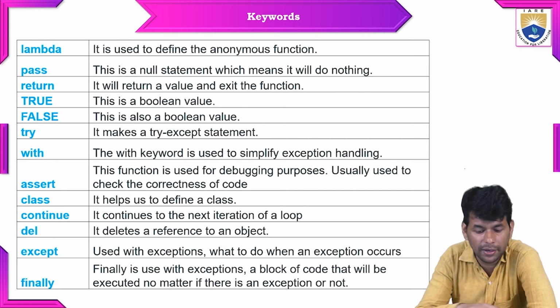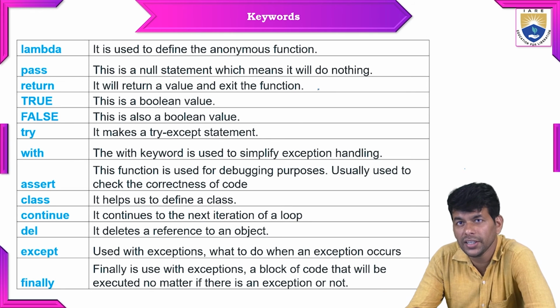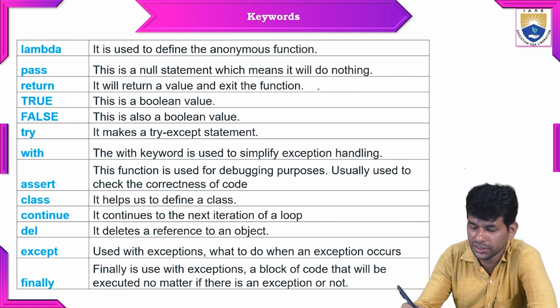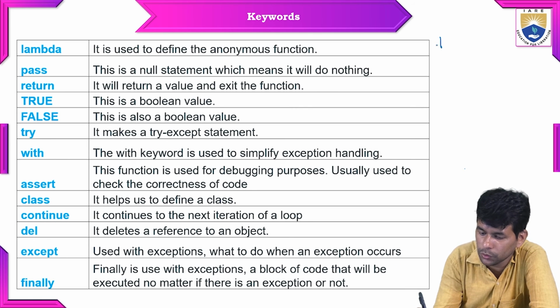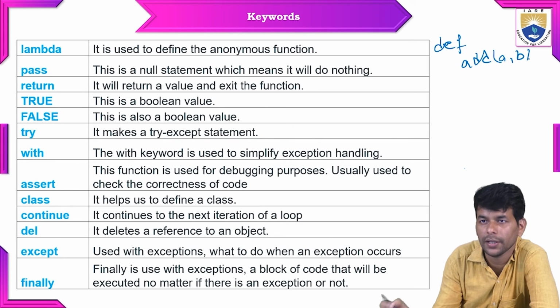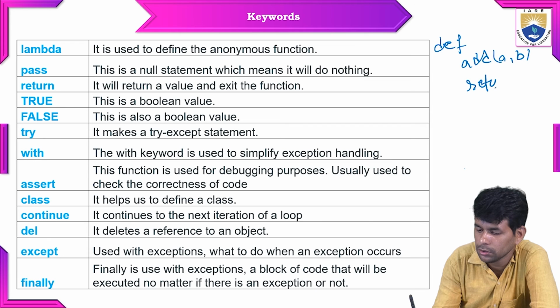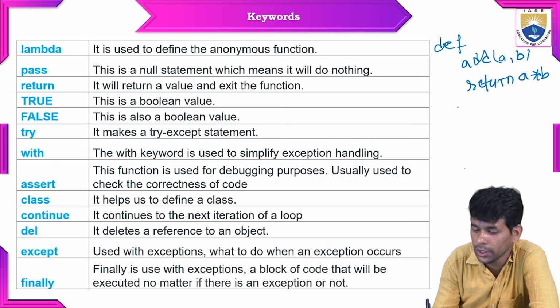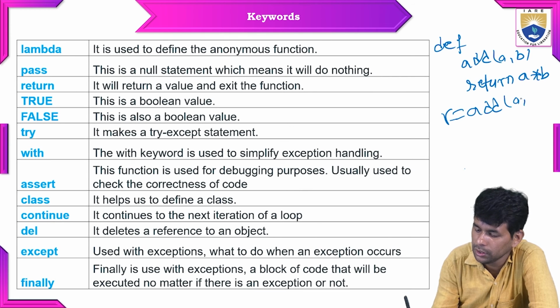The next one is the return keyword. What is this return keyword? Why do we have to use it and what is its use? Let us see. I will take a small example here. def add of a comma b, return a into b. Then the result r equals add of 5 comma 6. Then print.